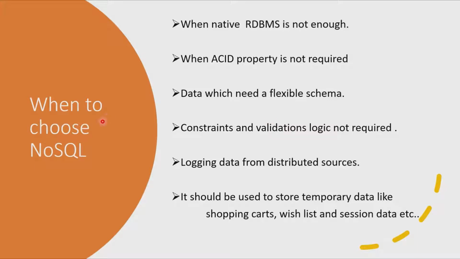So now, when to choose NoSQL? When native RDBMS is not enough, like when I have a dynamic schema requirement, then I have to go with this. When ACID properties are not required, I don't want consistent data, I want it highly available, then I can go for this. If I want a flexible schema, then you have to go with NoSQL. Constraints and validation logic are not required, which is a must or good to have in your relational database. Logging data from distributed sources is also good.